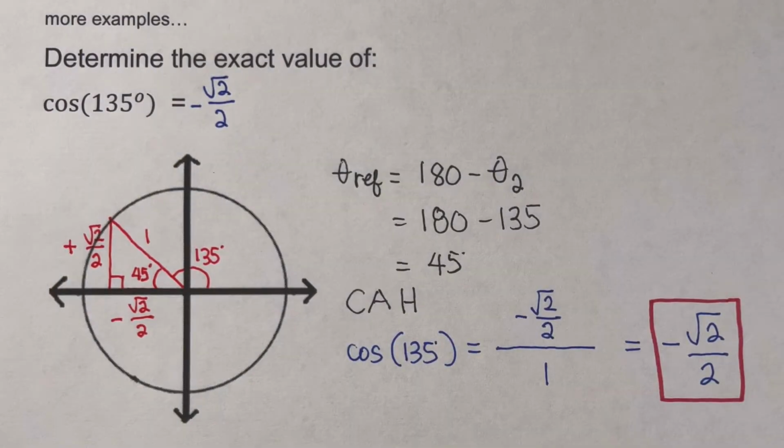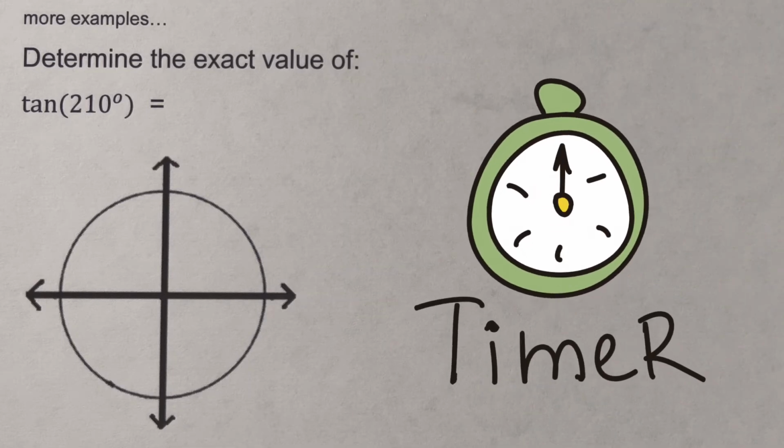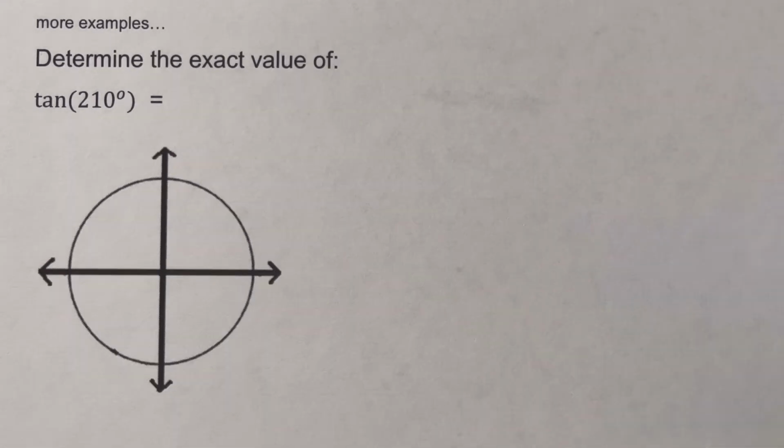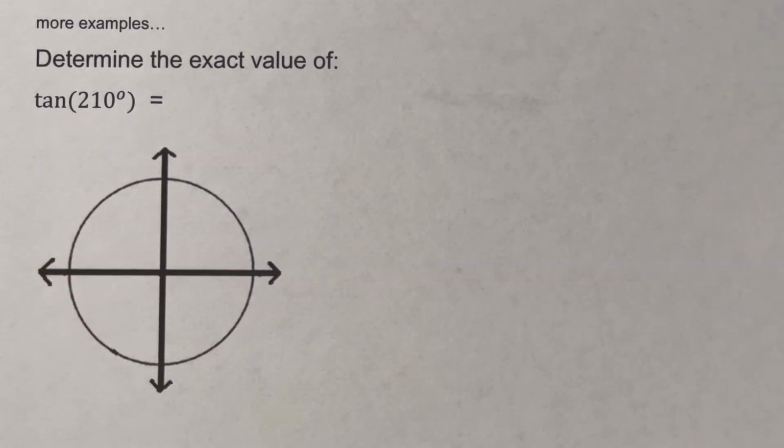Now let's move on to the next example. At this time, I would encourage you to pause this video and try this problem out on your own. And when you're done, unpause it and check your answer. Okay, so we go over the problem here. We're supposed to determine the exact value of tangent 210 degrees.